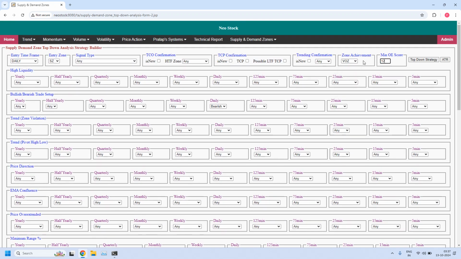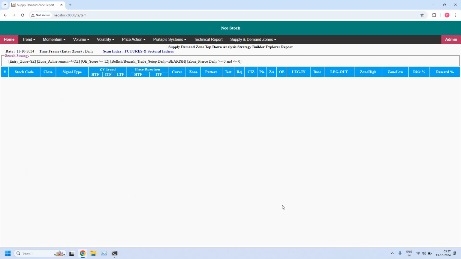Minimum odd enhancer score is 12. All the 3 filters are applied to daily supply zone. Let's verify. So no stocks are filtered. That means we don't have any stocks that are supporting bearish trade setup for monthly income trade.